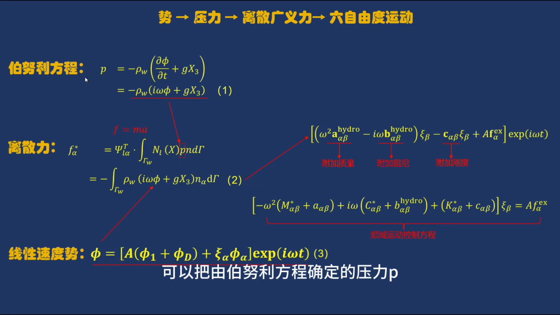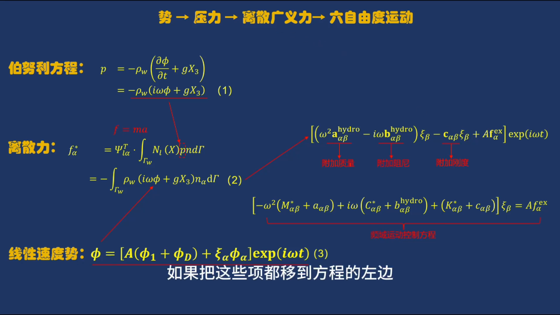Then, the pressure P determined by the Bernoulli equation can be substituted into the generalized discrete force formula, and we can use the mode function and the modal displacement to replace the terms. If the velocity potential is expressed as a superposition of linear forms, as in Formula 3, then Formula 2 can be written as shown here. We see that the term related to omega squared is called the added mass. The term related to iω is called the added damping. The term related to displacement is called stiffness.